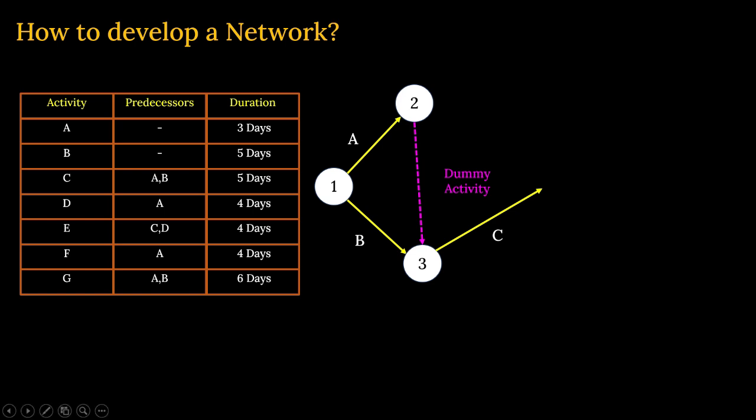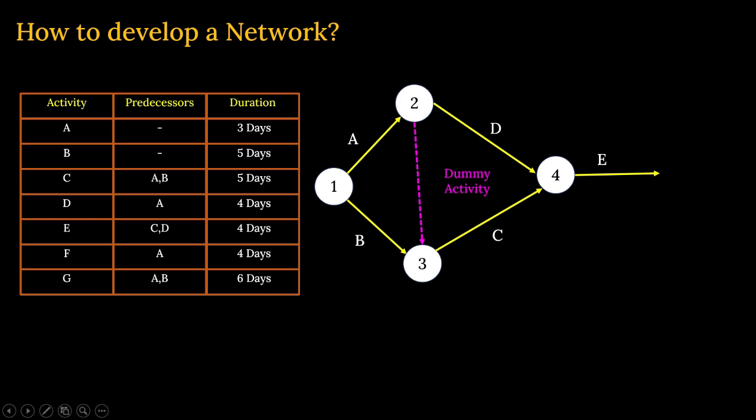Now D is starting where the A is completed, that means A is the predecessor. So D is starting from there. Next, activity E is starting with the predecessor of C and D. That means once C and D are completed, then only the E can start. So E will start from here.